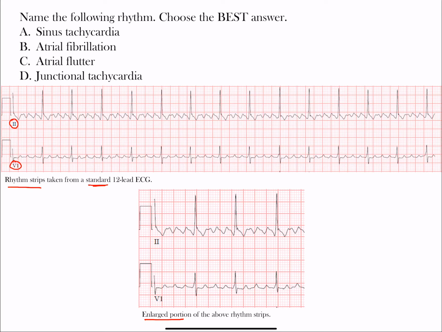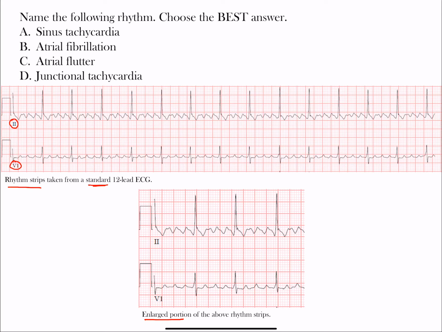All right, so hopefully you had a chance to take a look at this and choose one of these four answer choices. Again, we always want to understand not only what the right answer is and why it is, but also why the other ones are not correct. One of the best ways we'll do this is by going through each one of them and then looking at the rhythm strip. So let's do that here.